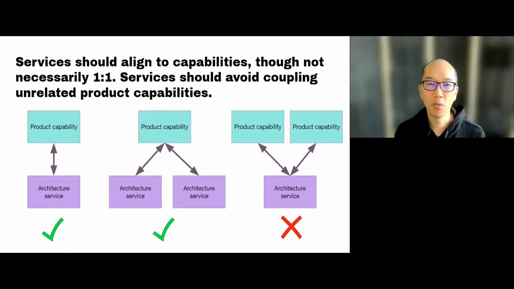The issue is that you don't want your architectural service to create coupling across unrelated product capabilities, especially product capabilities that are in different stages of the product life cycle, because then that severely inhibits your product strategy.